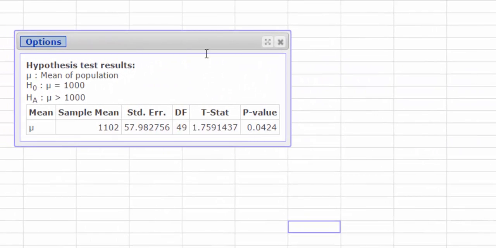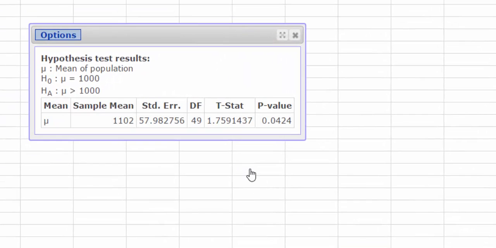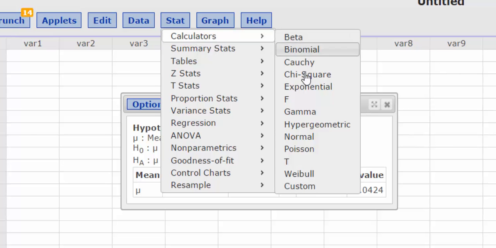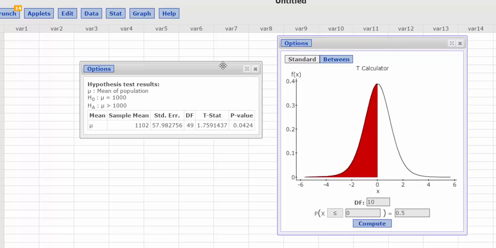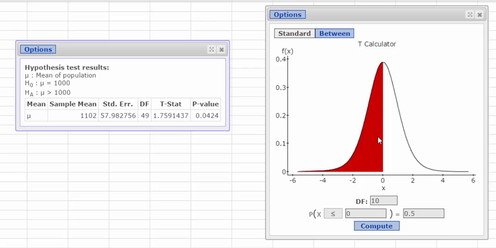So now I can either use the table in the back of our book to get our critical t-value, and then I can compare this t-value with the critical t-value to see if it's greater than or less than, and I can make a decision whether I should reject or accept the null hypothesis. But StatCrunch will allow us to use the calculators, go down to T-calculator, and we can create or find our critical value using this calculator.